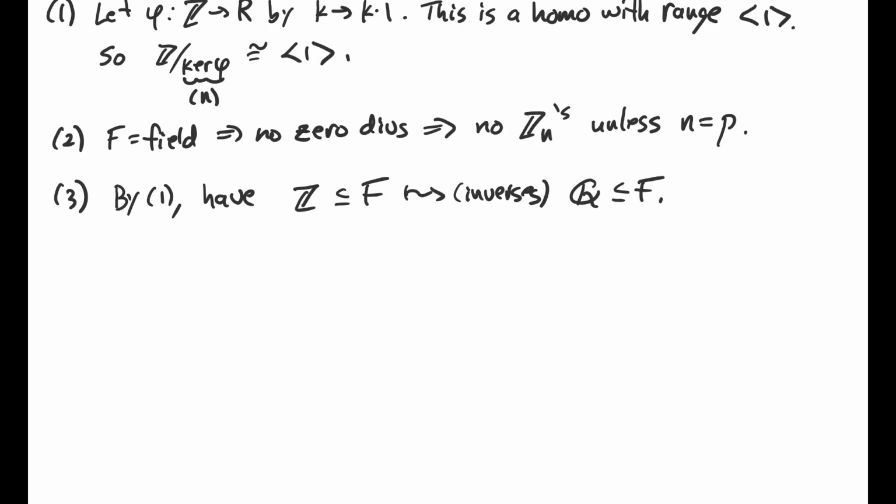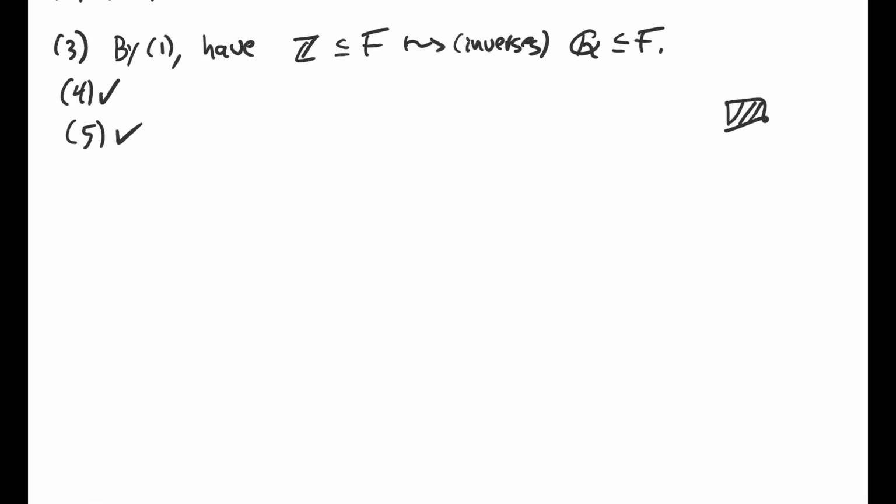Number 4, we already did. That was just a repeat of number 1. And number 5 we did already as well, because if you're a finite field, then you can't have a copy of Z, let alone Q, in you. And therefore, the characteristic had to be p. All right, that's it for our first theorem.